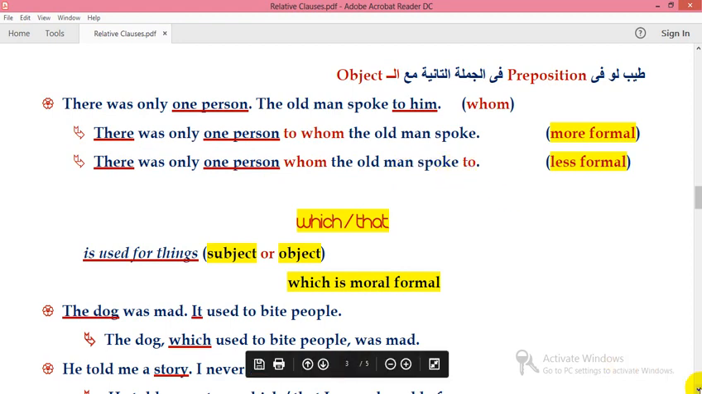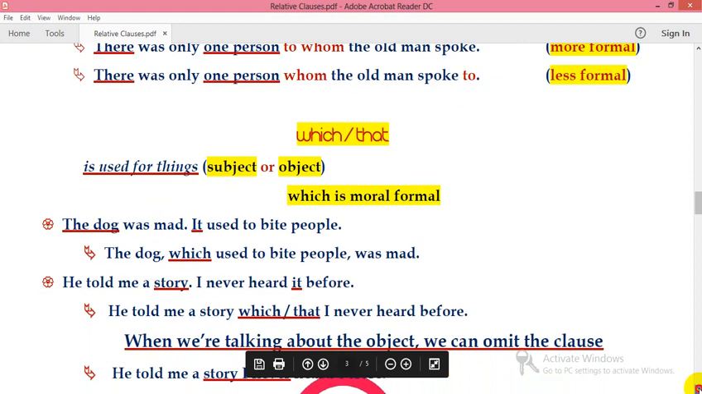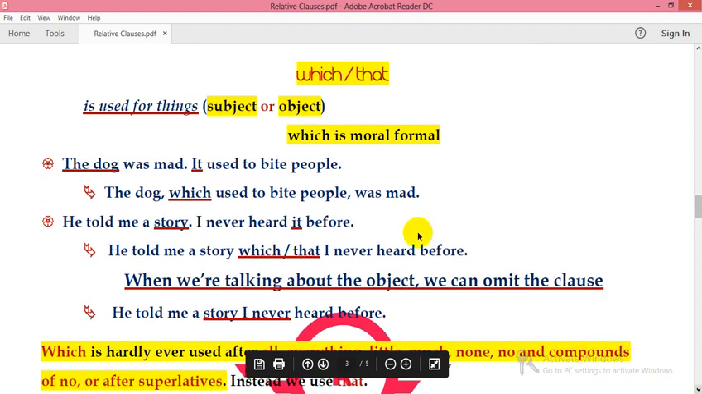Another relative pronoun is which. Which is used for things, either subject or object. The dog was mad. It used to bite people. So, the dog which used to bite people was mad. He told me a story. I never heard it before. He told me a story which I never heard before.